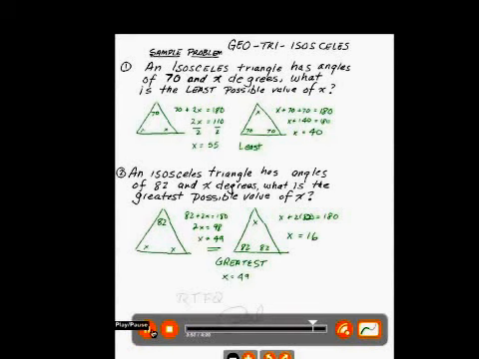x equals 49. The SAT is really tricky. Don't ever underestimate them, SAT, ACT, GRE. Don't ever underestimate that with the words least and greatest, the other answer will be there. So don't forget the RTFQ.